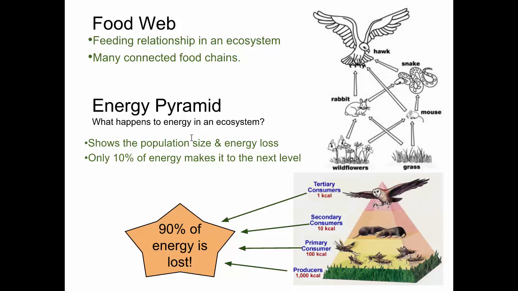Then you have moles. Moles eating those grasshoppers, again, lots of the energy is lost, it's used up, and only about 10% goes into growing the mole population. When the owl eats the moles, again, 90% is lost, only 10% makes it to the next level. So every step up the food chain you go, you have less and less energy available, and therefore fewer and fewer of those organisms.